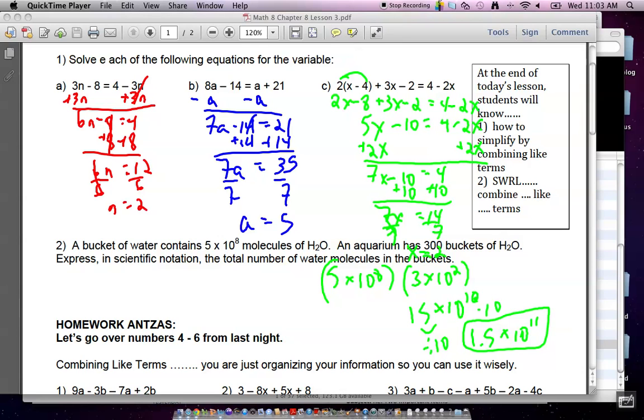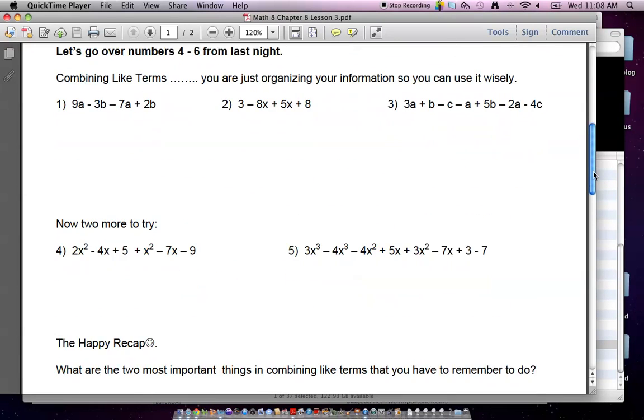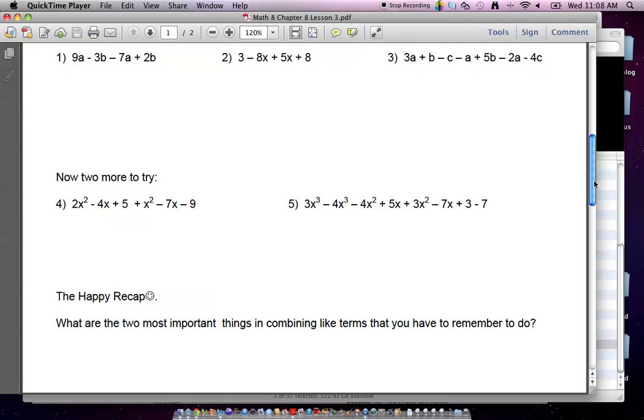All right. So now, let's go to the next kind of question here. And they are combining like terms questions. I would like you to do all 5 of these questions, and then I will show you the correct answers in just a minute, okay?